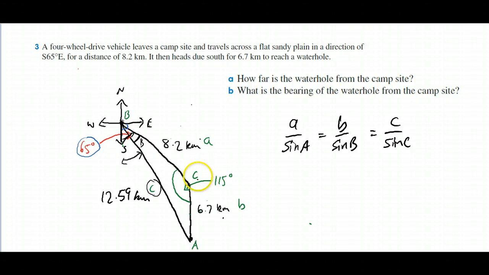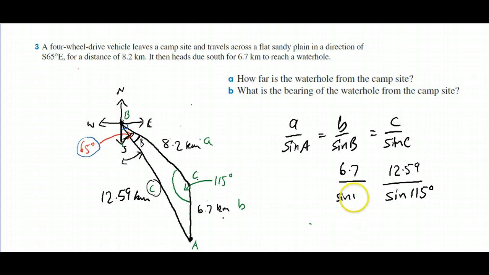So we know lots of info about side C. Let's put all that in. Side C is 12.59 kilometers, and angle C is 115 degrees. For the B part, we know 6.7 kilometers is side B. We don't know the angle B, that's what we want. And for this A part, we know that we've got 8.2 kilometers, but we don't know angle A, that's also unknown.